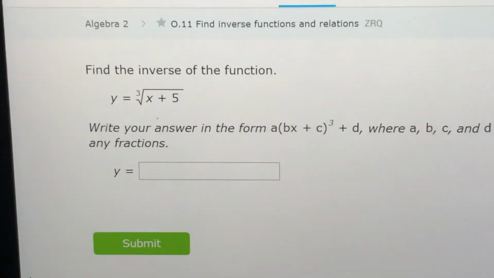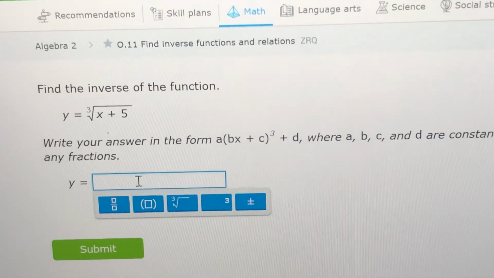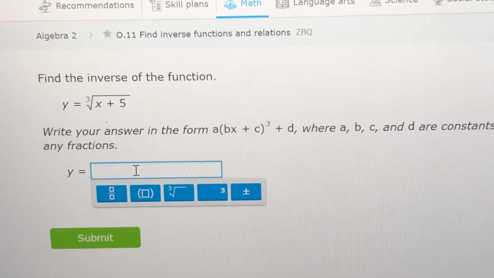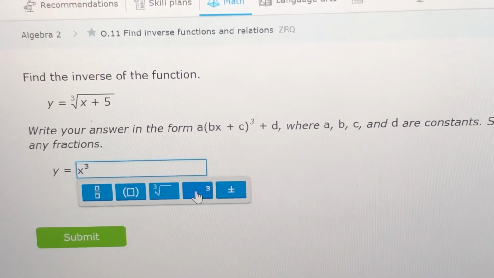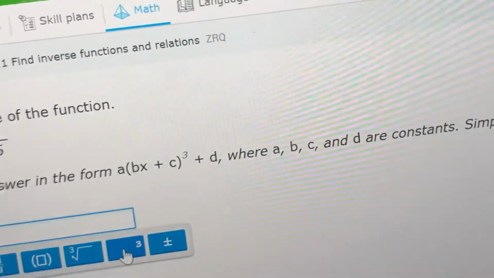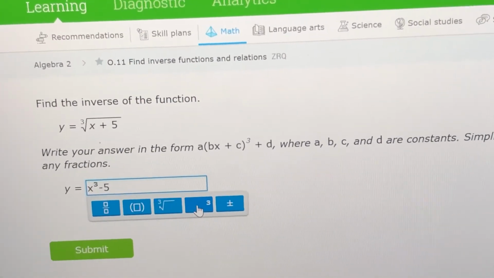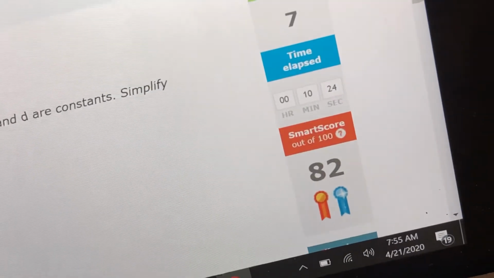So let's type that in right there and see what it says. Now it gives us lots of choices. I'm going to type x to the third power, so now I have to hit this one over here. X to the third power, plus 5? No, minus 5. X to the third power minus 5. And that's it. We now got it over 80, and that's what we were hoping for.